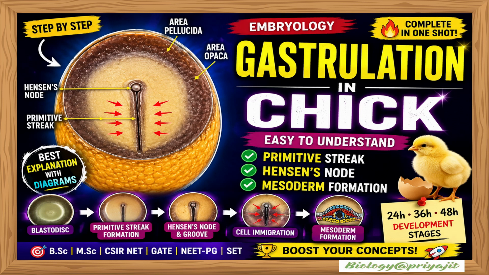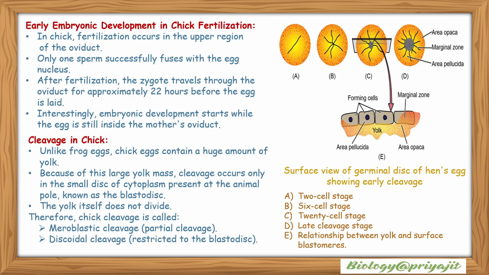Before understanding gastrulation, we need to know how the chick embryo develops during the early stages of its development. Early embryonic development in chick: fertilization. In chick, fertilization occurs in the upper region of the oviduct. Only one sperm successfully fuses with the egg nucleus. After fertilization, the zygote travels through the oviduct for approximately 22 hours before the egg is laid. Interestingly, embryonic development starts while the egg is still inside the mother's oviduct.